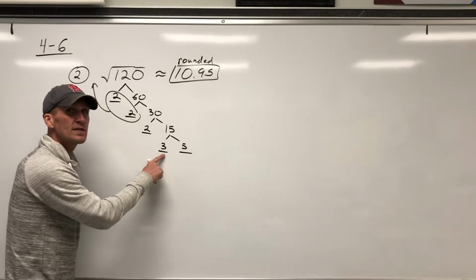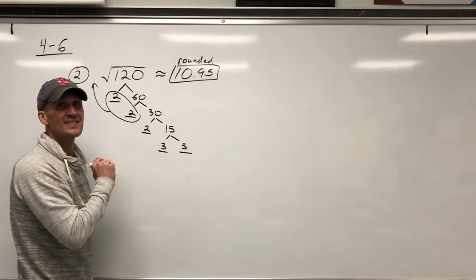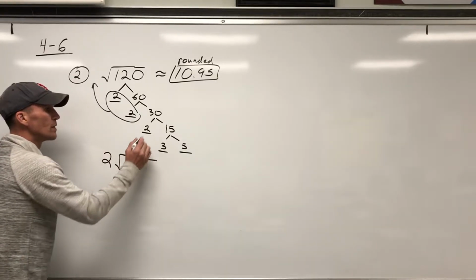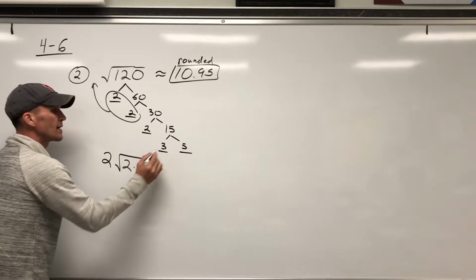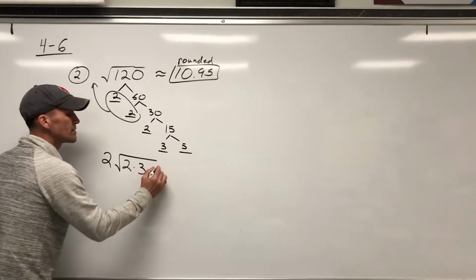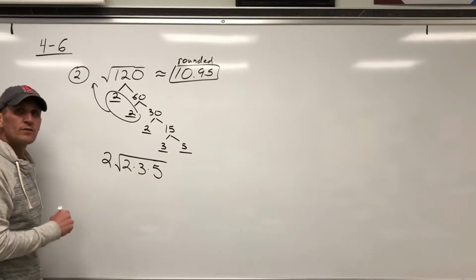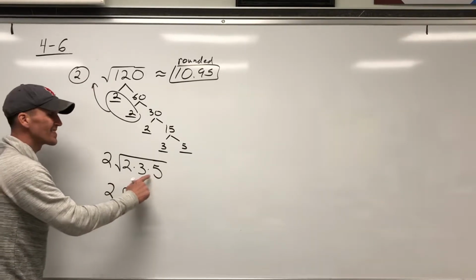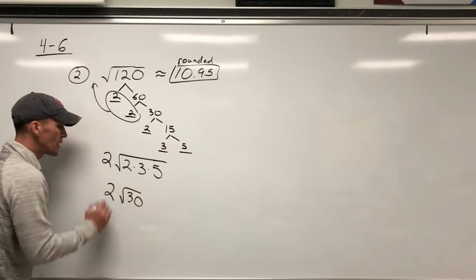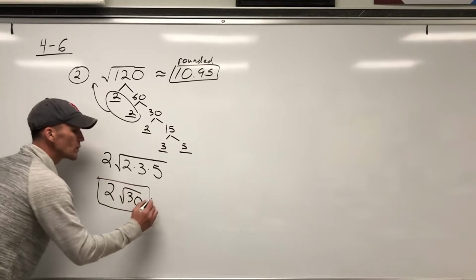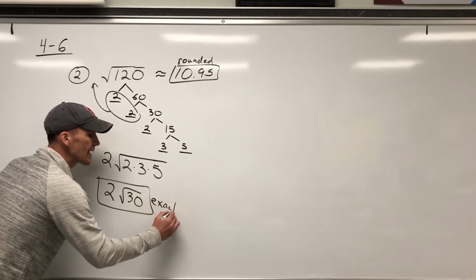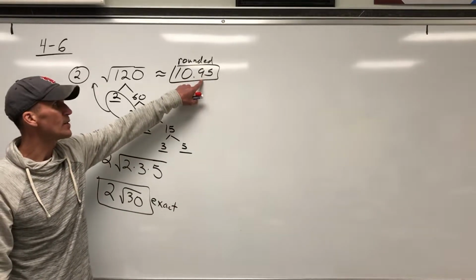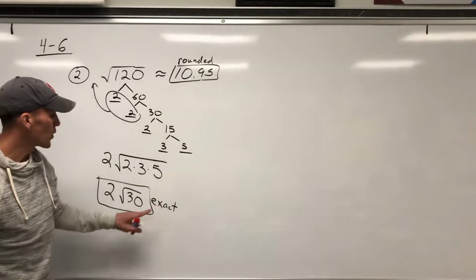He is trapped because he doesn't have a pair. So now I have a 2 on the outside, and I have a square root. The 2 is trapped, times the 3 is trapped, times the 5 is trapped, and I will have to multiply them together. So it's 2, square root of 2 times 3 is 6, times 5 is 30. 2 rad 30 is what we call the exact answer. So when a radical ends up having a decimal answer, we could have it rounded or we could have it exact.